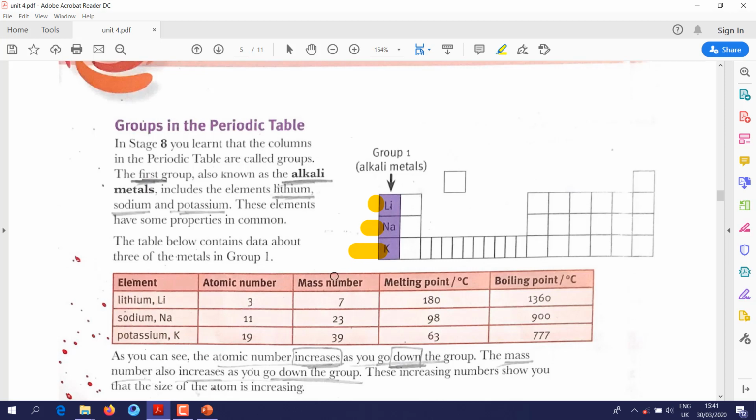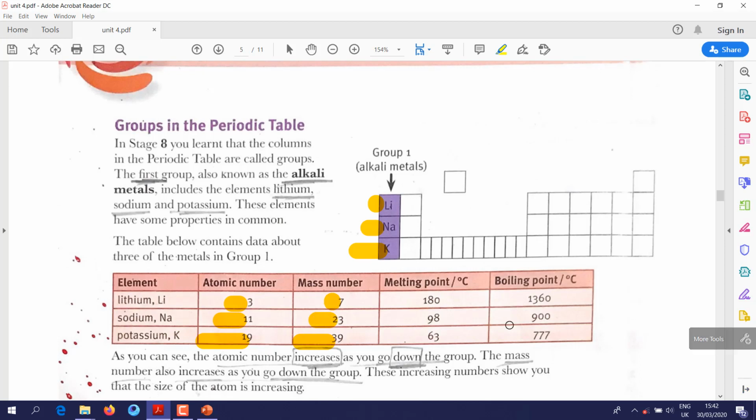Trends in this group: if you look at these elements, as you go down, you will see what is happening to the atomic number. It is increasing. Because the atomic number is increasing, the mass number also will increase. Here it's 7, 23, and 39. Okay? Atomic number and mass number increase as we go down.